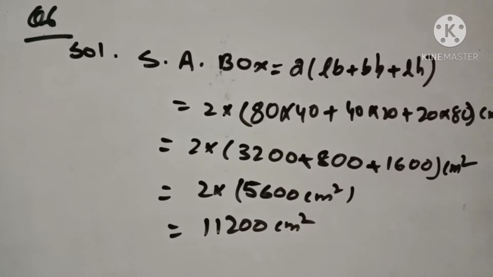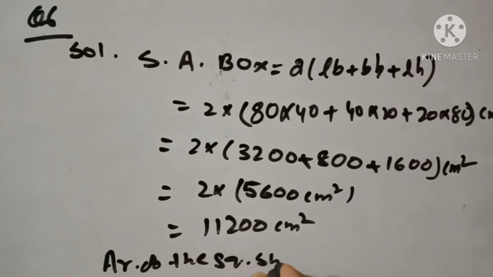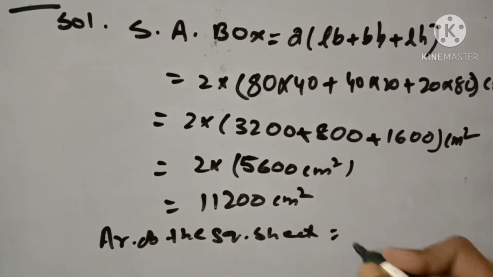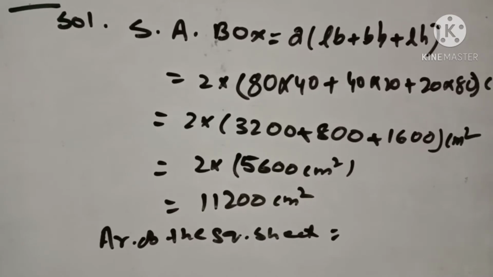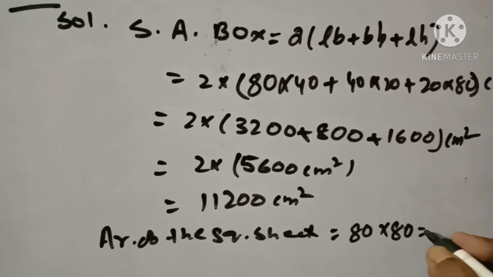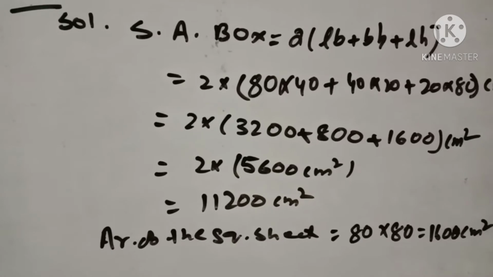Okay, now a piece of paper is given with side 40 centimeters. So we have to find out the area of the square sheet. Now after that we will go for the area of the square sheet. Area of the square sheet whose side is given 40 centimeter each. So 40 into 40 centimeter, that is 1600 centimeter square.